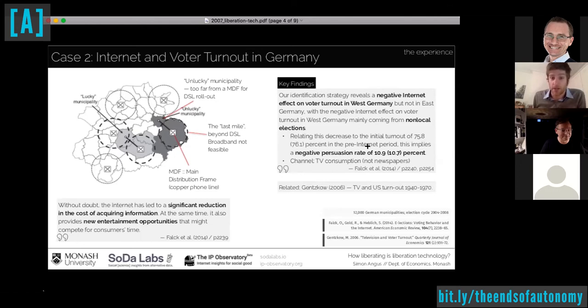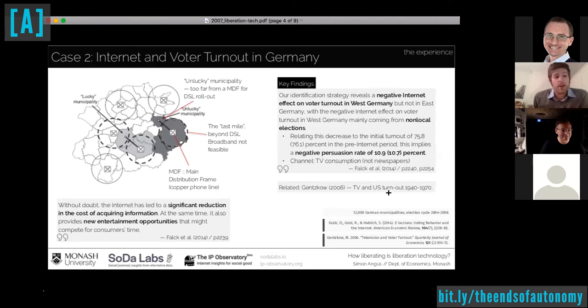So relating this decrease to the initial turnout of 76.1% in the pre-internet period, this implies a negative persuasion rate, that is to go and vote, of around 10.9%. So if your voter turnout was 75%, then it would go down to 65%. That's a substantial decline. And it shows you that the internet brings positives and negatives when it comes to political activism. And this is not a new result. This is just confirming what has come from before.